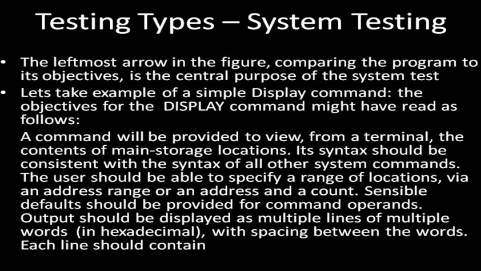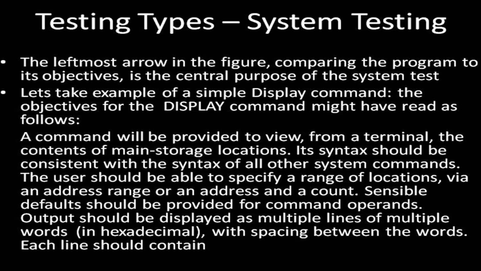6.4 illustrates why system testing is the most difficult testing process. The leftmost arrow in the figure, comparing the program to its objectives, is the central purpose of the system test, but there are no known test case design methodologies. The reason for this is that objectives state what a program should do and how well the program should do it, but they do not state the representation of the program's functions.